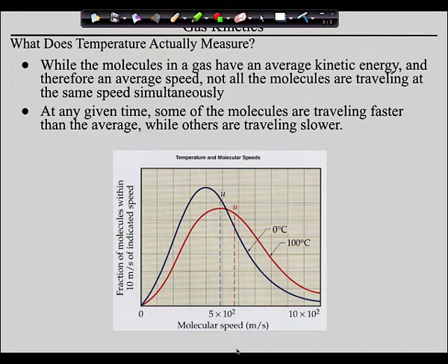Be very careful to read the labels on the axes, which I know you're doing. But the title is misleading. So let's talk about it. The title says temperature and molecular speed.